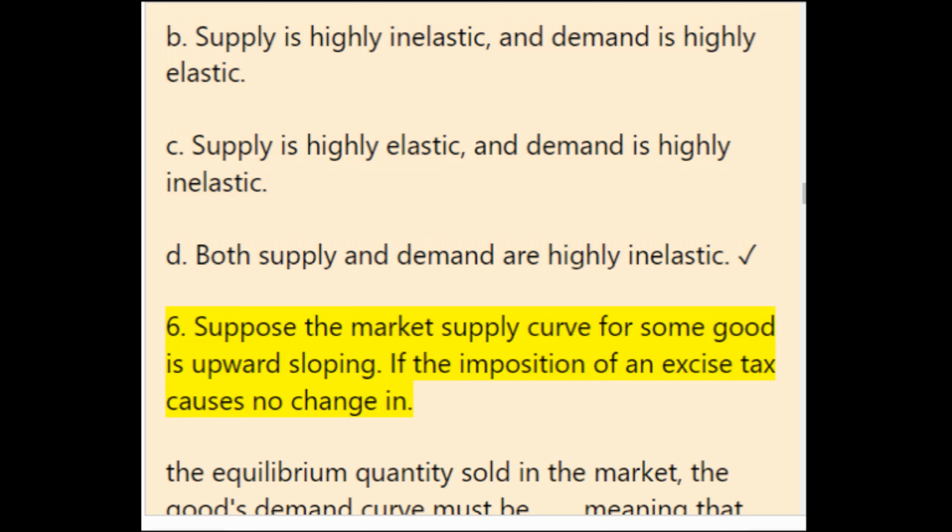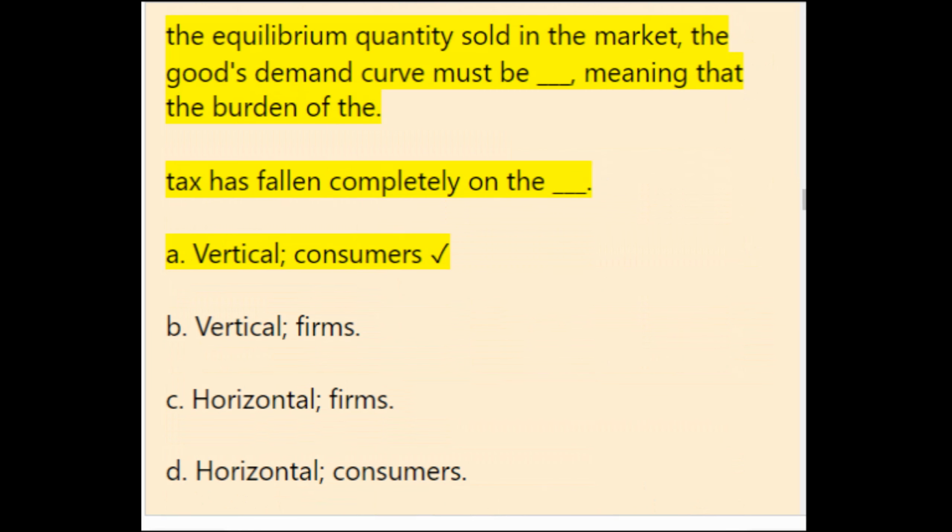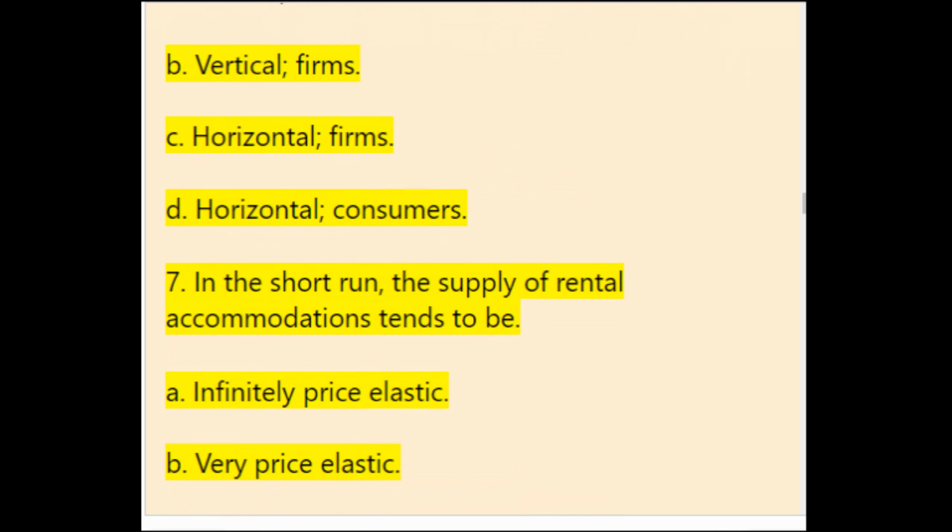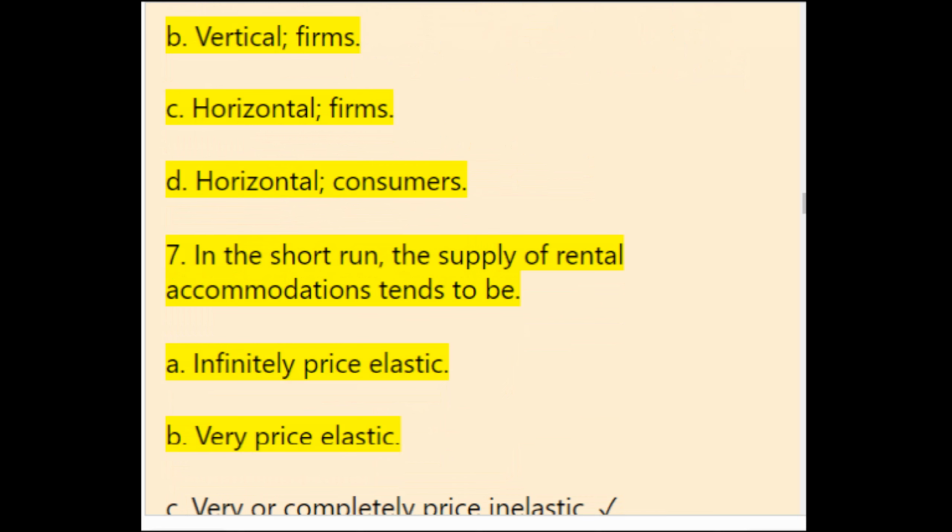6. Suppose the market supply curve for some good is upward sloping. If the imposition of an excise tax causes no change in the equilibrium quantity sold in the market, the good's demand curve must be ____, meaning that the burden of the tax has fallen completely on the ____. A. Vertical, consumers. B. Vertical, firms. C. Horizontal, firms. D. Horizontal, consumers.